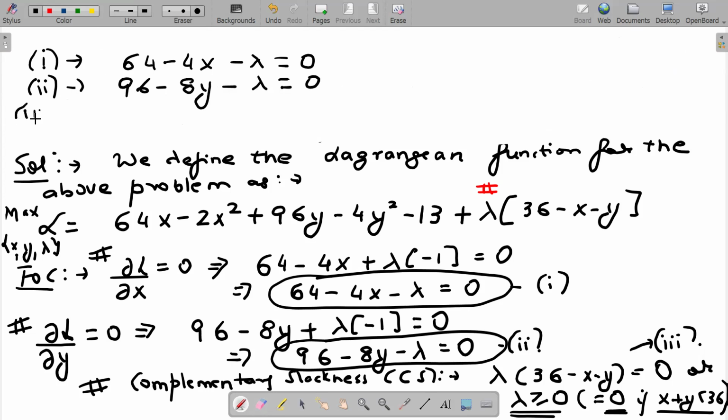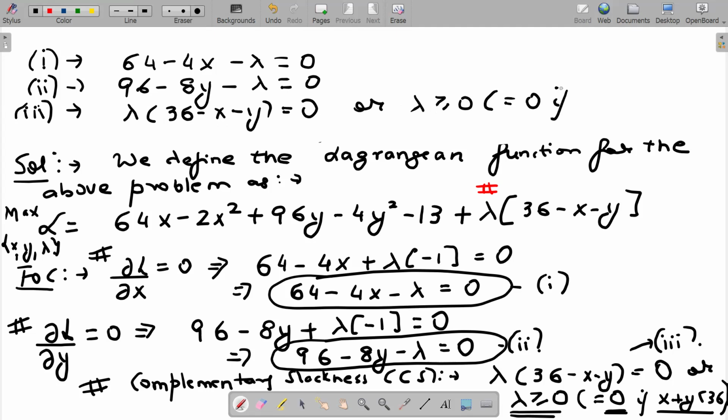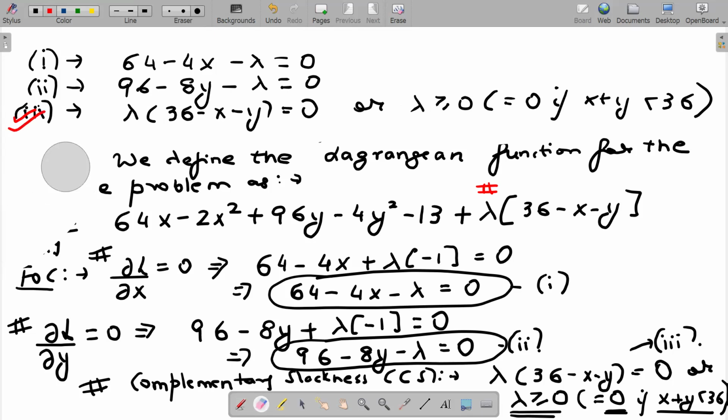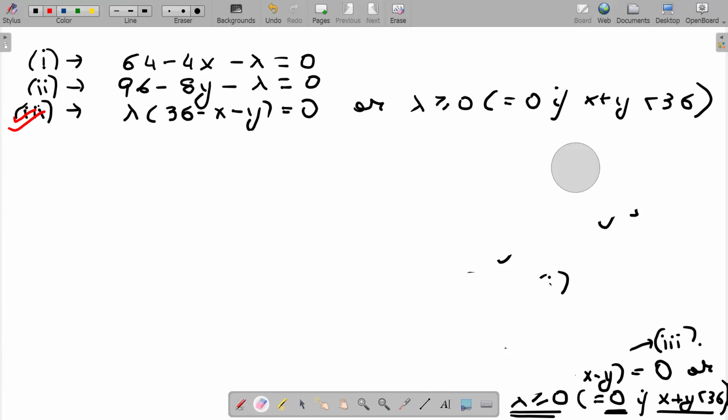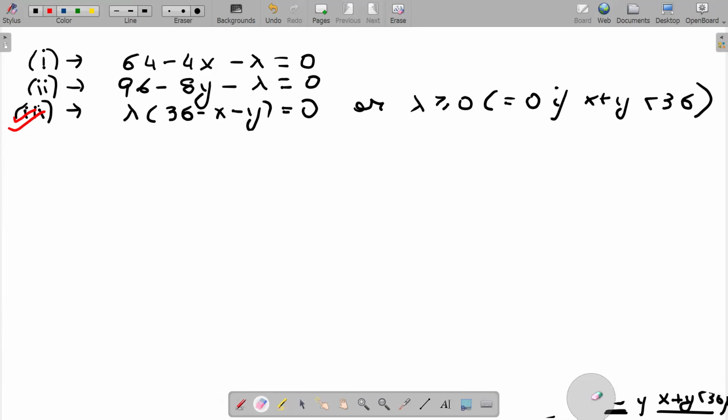And the third condition is the complementary slackness condition, which is lambda times (36 minus x minus y) equal to 0, or lambda greater than or equal to 0 with lambda exactly 0 if x plus y is less than 36. Now let's analyze the third condition, because the third condition further has subcases. So I am erasing all this off and analyzing the last condition.